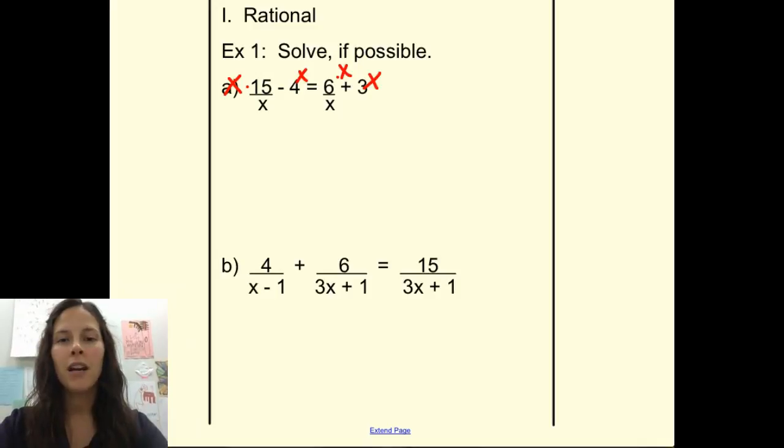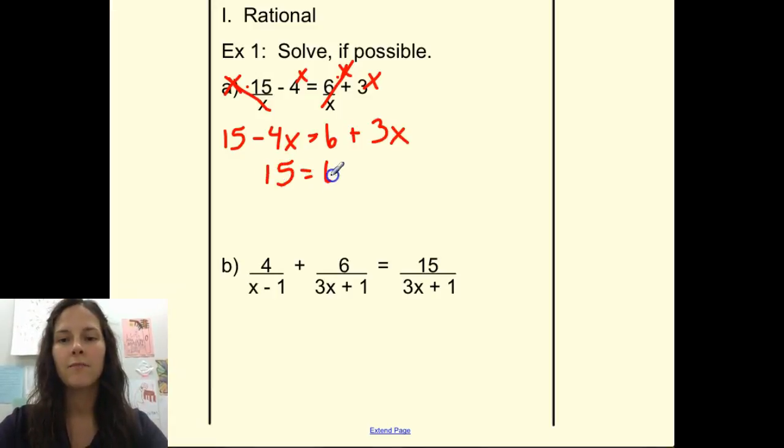So our first term, our x's cancel, leaving us with 15 minus the 4x equals, x's cancel, leaving us with 6 plus 3x. Then it becomes a linear equation, so we need to get our x's together. I'm going to add 4x to both sides, subtract 6, and divide both sides by 7.